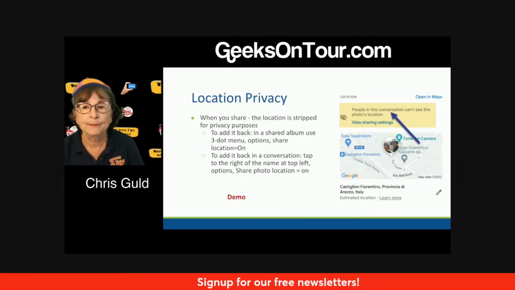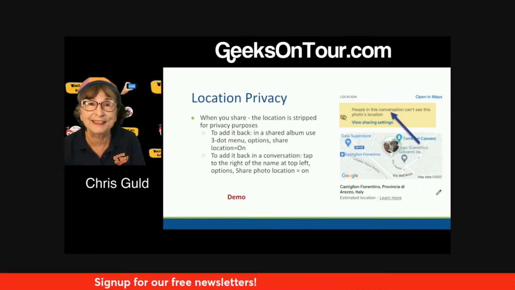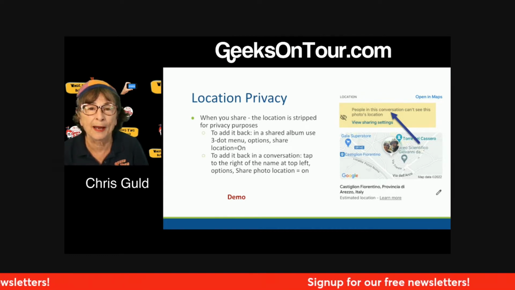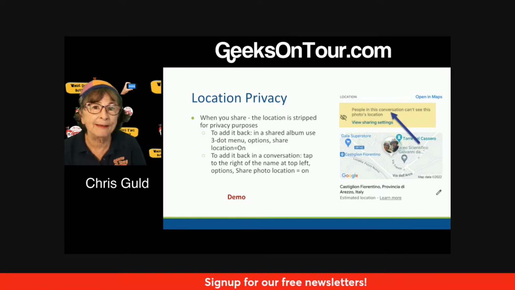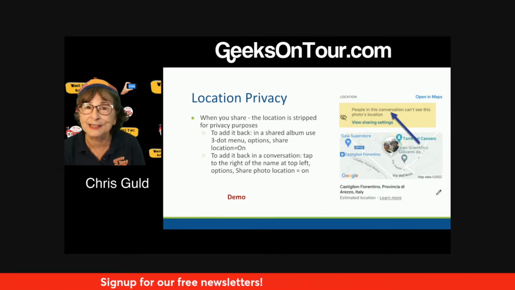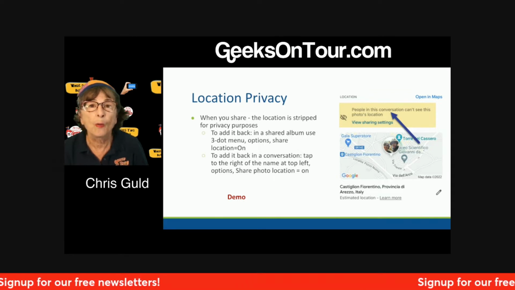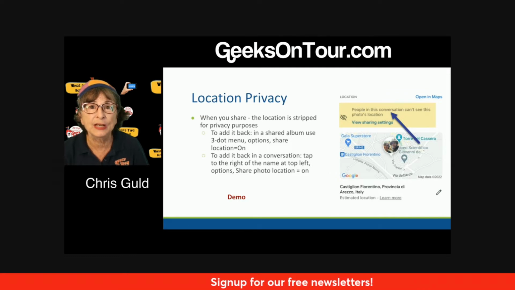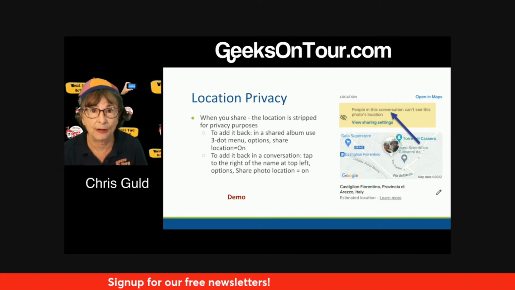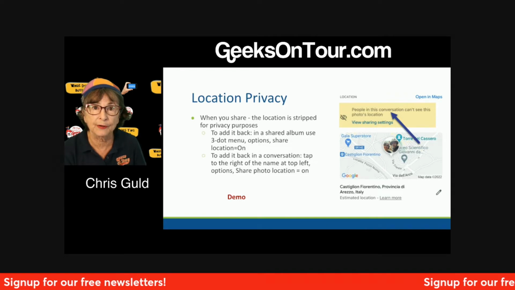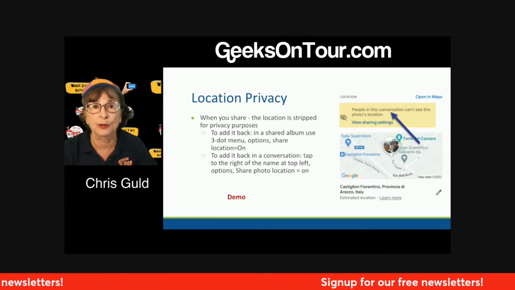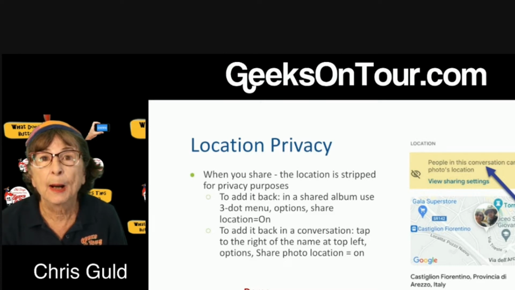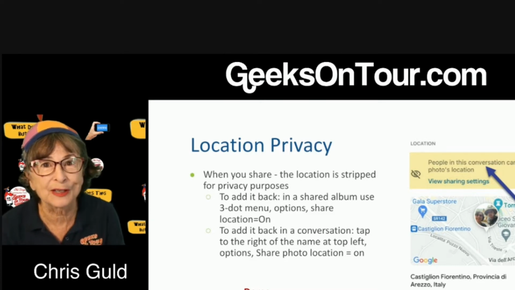Location privacy. If you like location as much as I do, then this is something to be aware of. Since it is a privacy issue and Google has to be very concerned about privacy, whenever you share a photo or an album of photos, the location is stripped by default. So if you just share a photo, the person you are sending that photo to cannot see the location. If you want them to, there is a way.